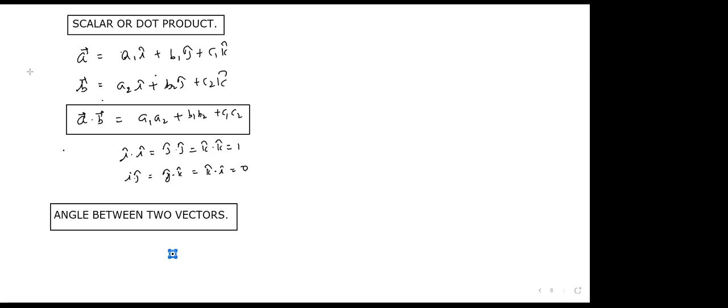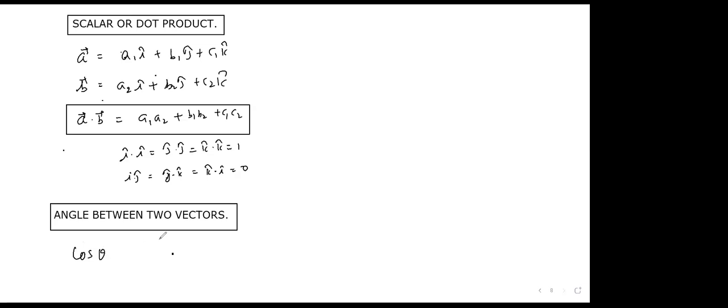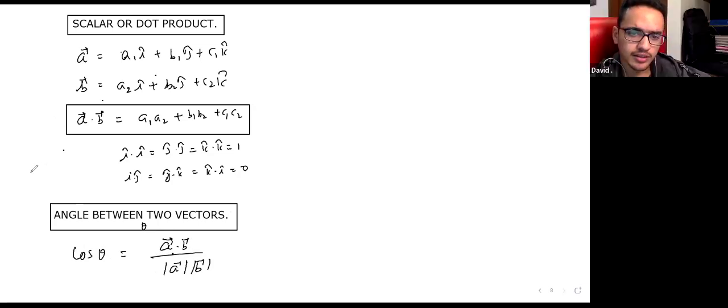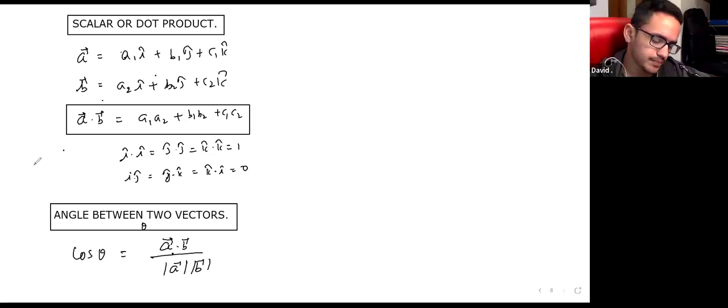Angle between two vectors. Let theta be the angle between two vectors. Cos theta is A dot B, the dot product of the two vectors, divided by the magnitudes. The magnitudes are multiplied, since magnitudes are constants and can simply be multiplied.